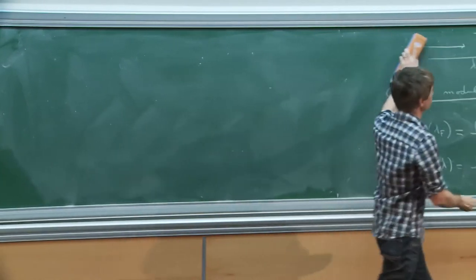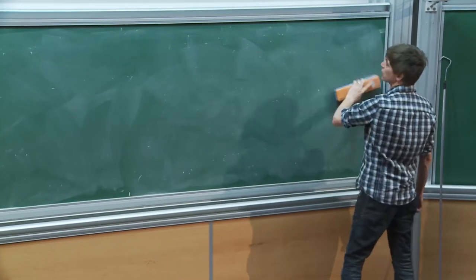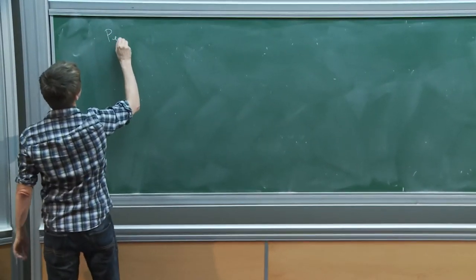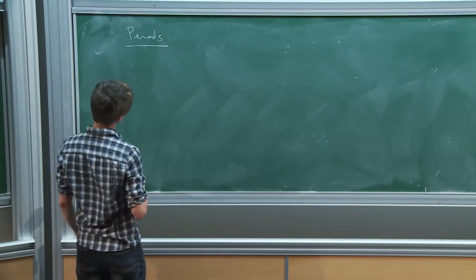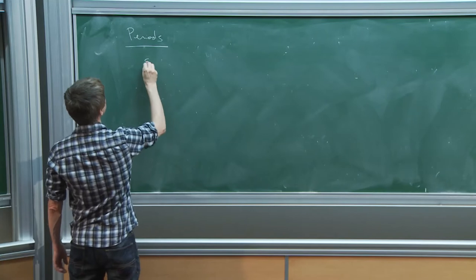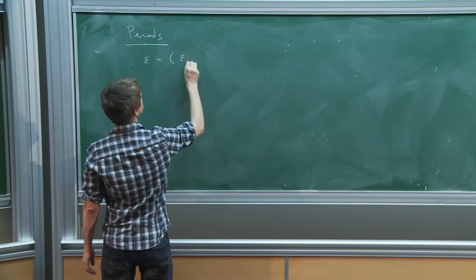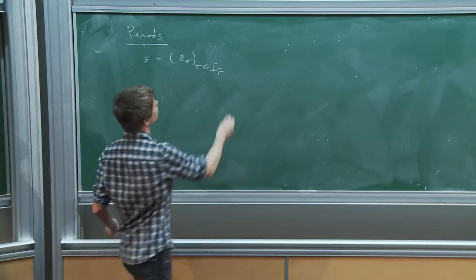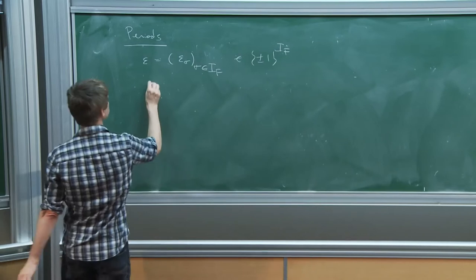Of course, you can make this conjecture for any character, not necessarily for quadratic characters. But now I'm going to define the periods. So I'm going to define epsilon. Epsilon is going to be a collection of signs, indexed on the embeddings of F into Q bar, plus or minus 1.